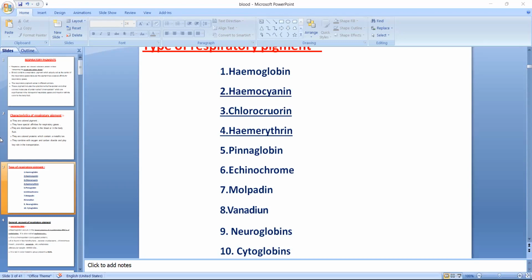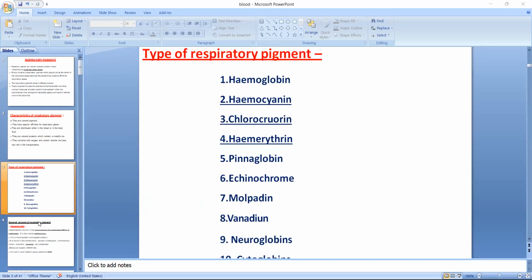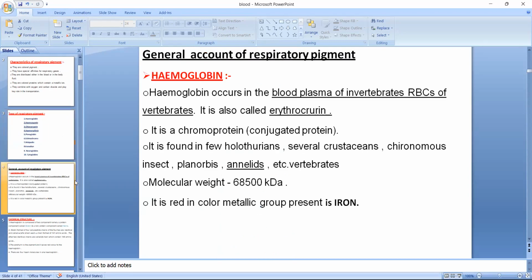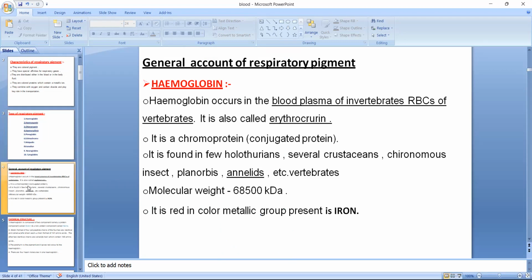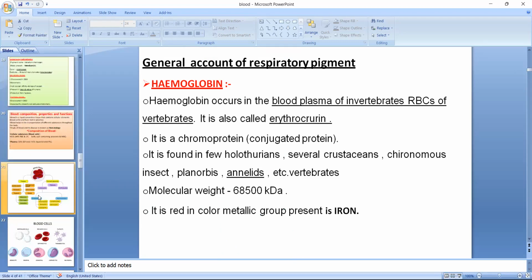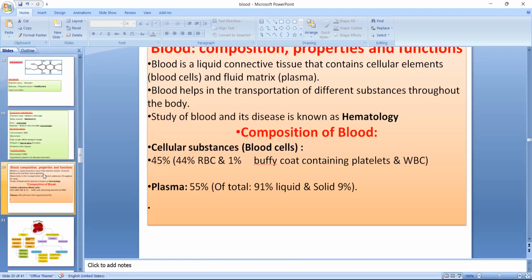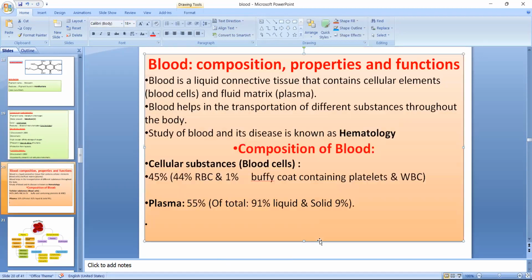So that's it. That is respiratory pigments. Right. So now let's jump to the next topic I would like to discuss, which is blood composition, properties, and functions.